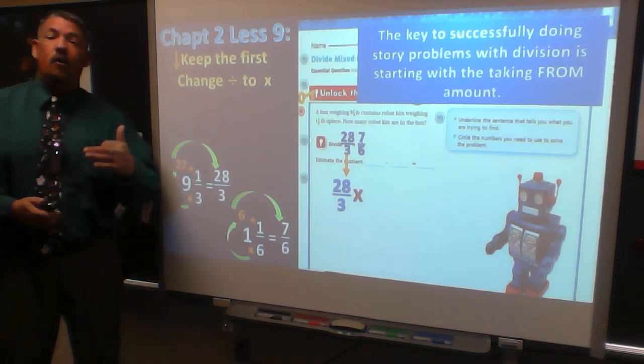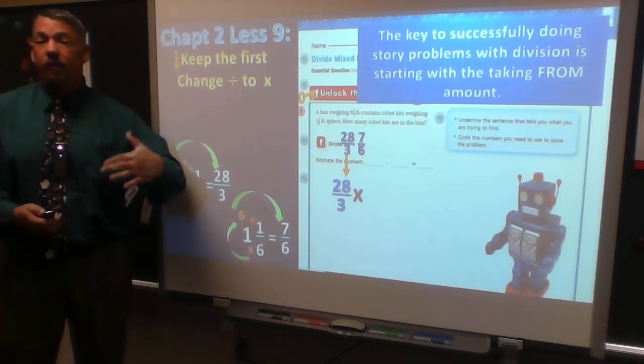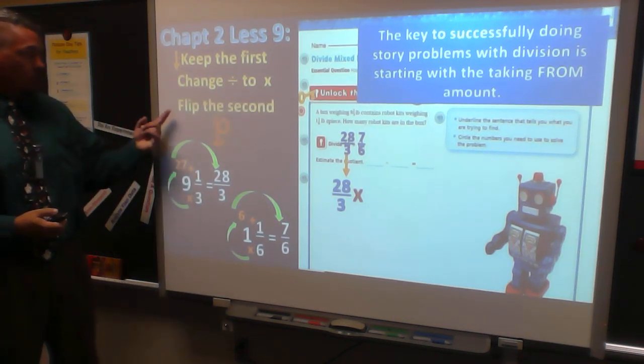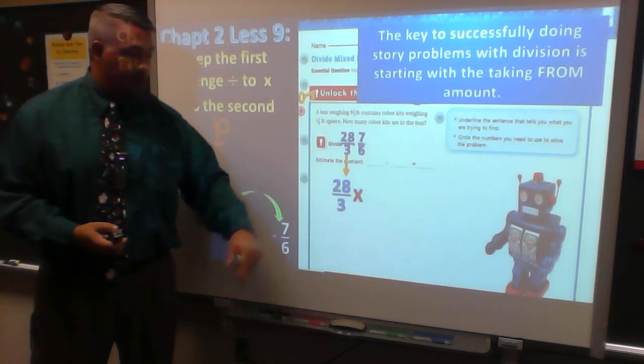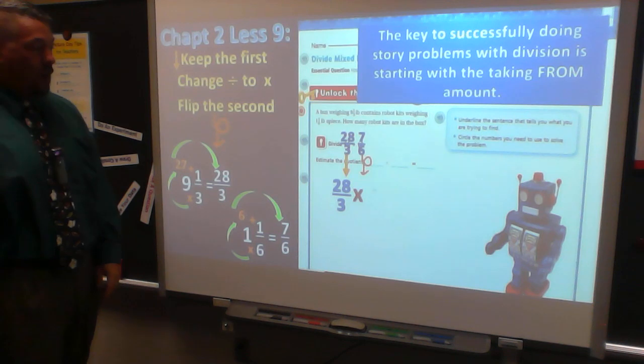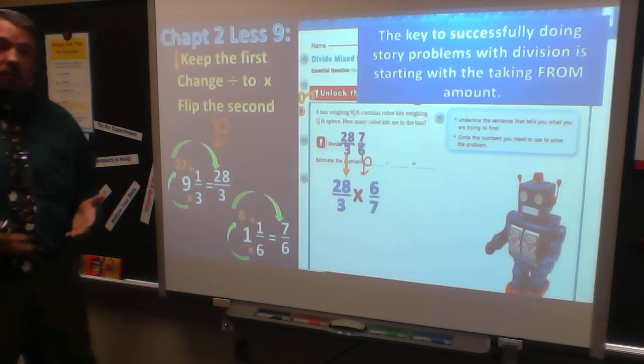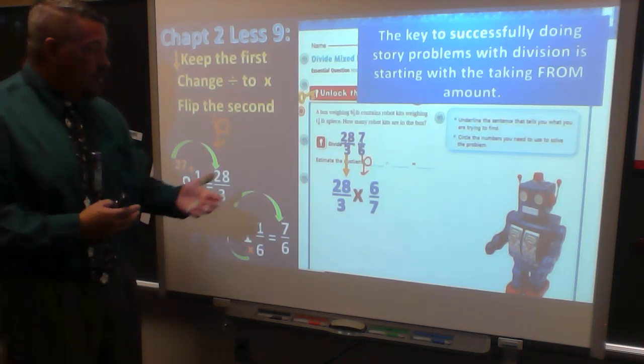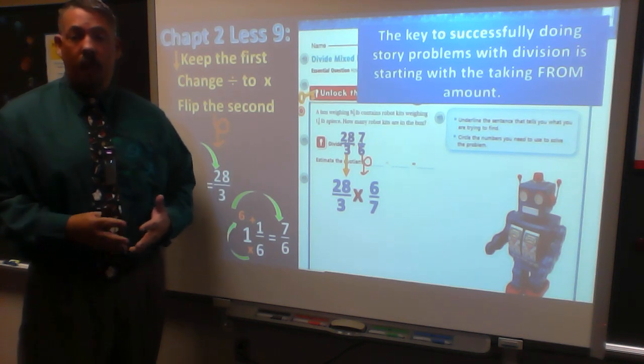And then we got to do the reciprocal thing, right? Flip my second fraction. So I'm going to take my second fraction of 7/6, and I'm simply going to turn it upside down. So once I flip it, now I have a multiplication problem of fractions, which I can do.